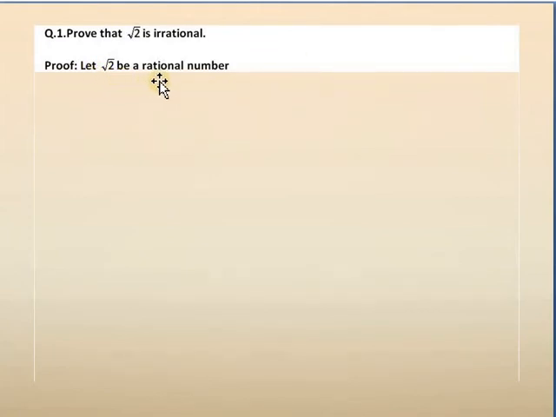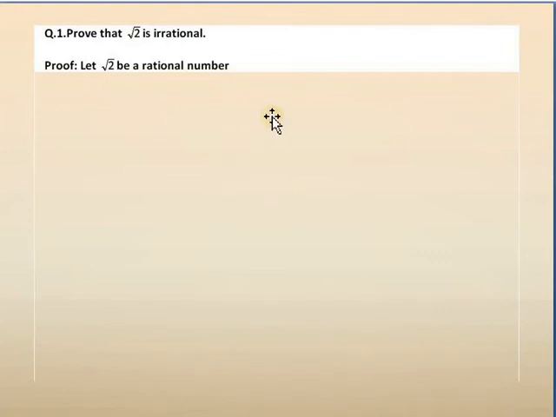So first we assume that root 2 is rational. Now you know when a number is rational, it can be expressed in the form p by q, where p and q are integers, q is not equal to 0, and also remember it is always in the standard form, so p and q are co-prime. What does it mean? Co-prime means the HCF of the numbers is 1. So p and q are co-prime means there is no common factor between p and q other than 1. That is the most important part. What we are going to do is show that p and q will have something common.